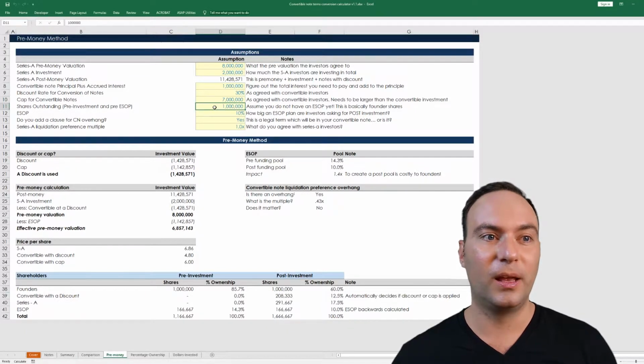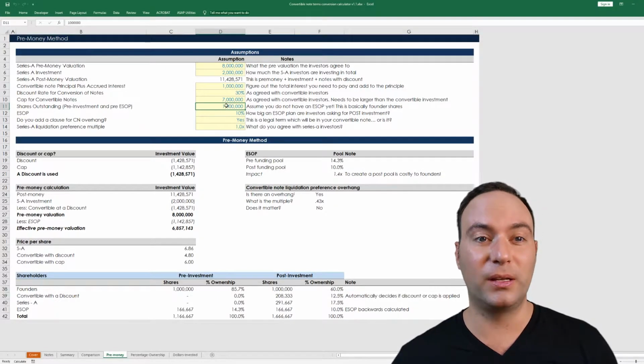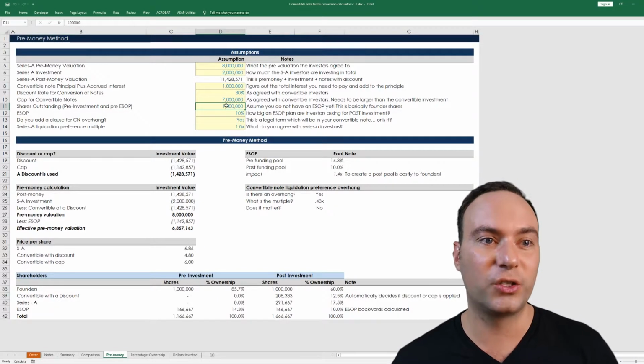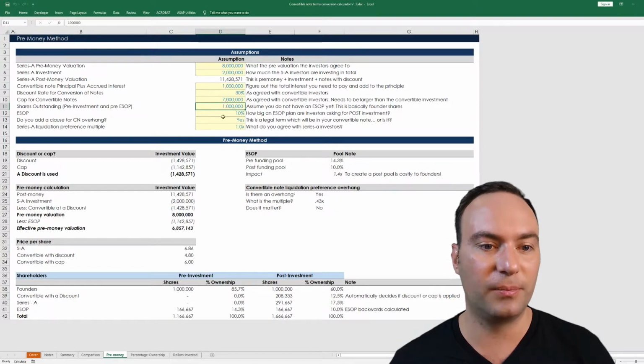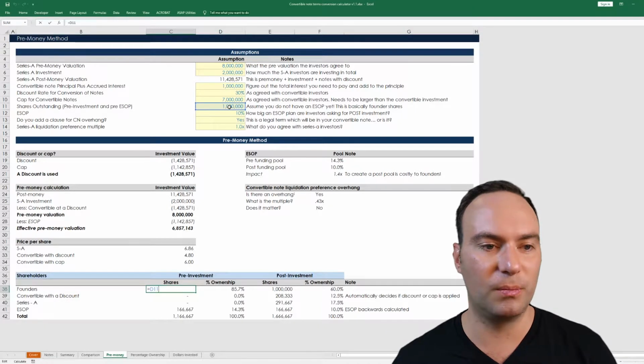So I'm assuming that before investment, before you have an ESOP, there is a million shares, which are going to be owned by the founders. We can see here, shares equals 100,000. Sorry, 1 million shares are owned by the founders.